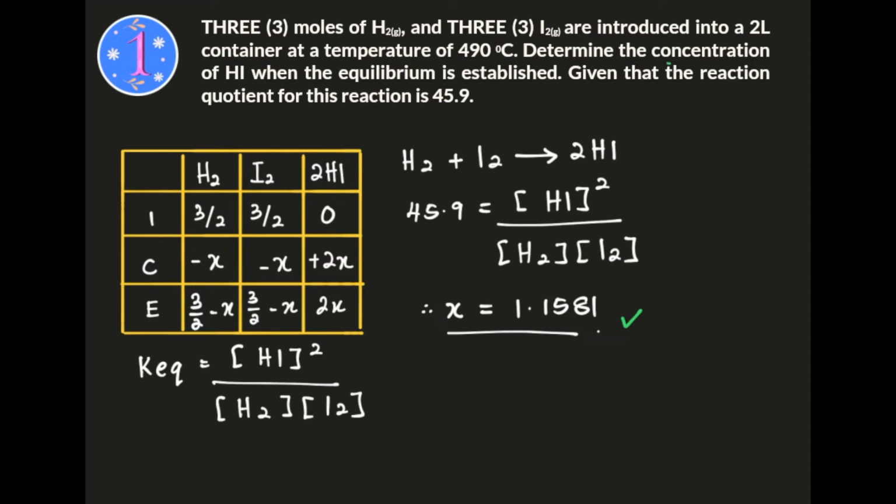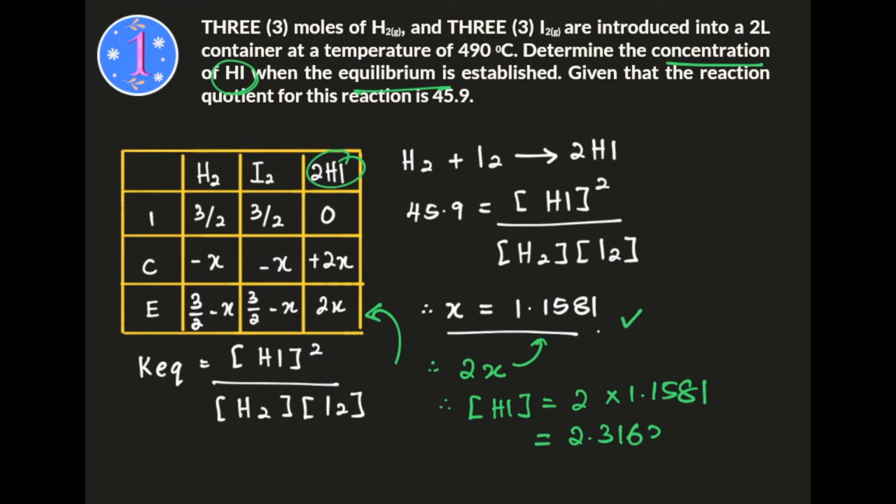From the previous calculation we get x is equivalent to 1.1581, and in the question you were asked to determine the concentration of HI. Your HI is over here at equilibrium, so the concentration of HI is equivalent to 2x. Since the value of x is 1.1581, the concentration of HI is equivalent to 2 times 1.1581. Therefore you should get 2.3163 molar. So this is the final answer for the first question.